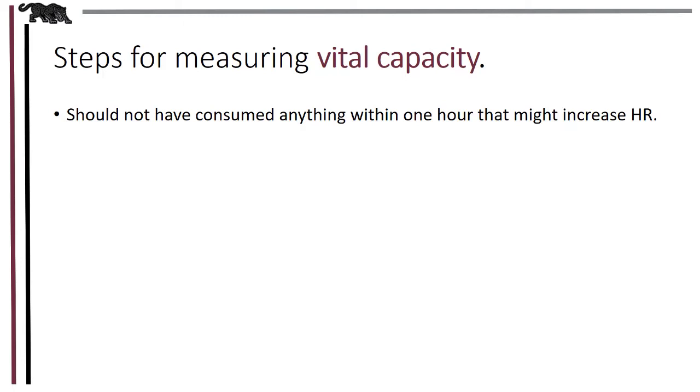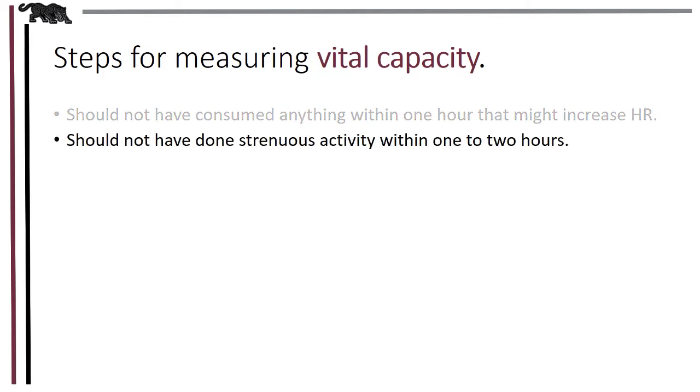So patients should be instructed not to eat or drink anything that might affect their breathing within an hour or so. Normally things like caffeine and so forth probably won't have a really big effect on vital capacity, but it's good practice to keep everything standard. Patients should not have engaged in any recent exercise or strenuous activity within 1 or 2 hours. Again, same as what we find when we're doing other types of physiological measurements.